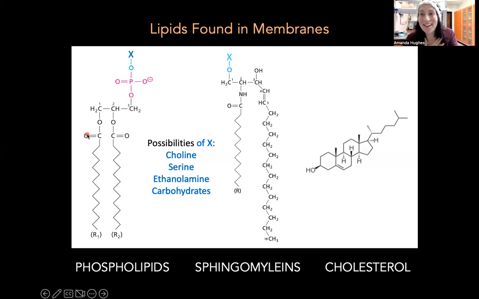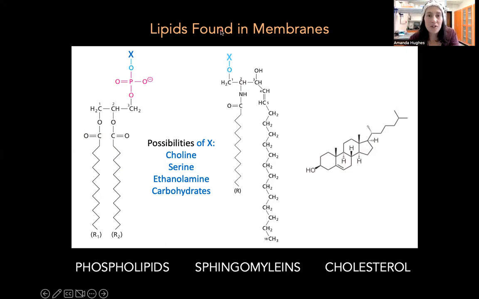This ester bond, E-S-T-E-R, the ester bond, and that also releases a water molecule in the process. So that's how you condense the fatty acids onto the glycerol chain. And that's the general structure of a phospholipid.